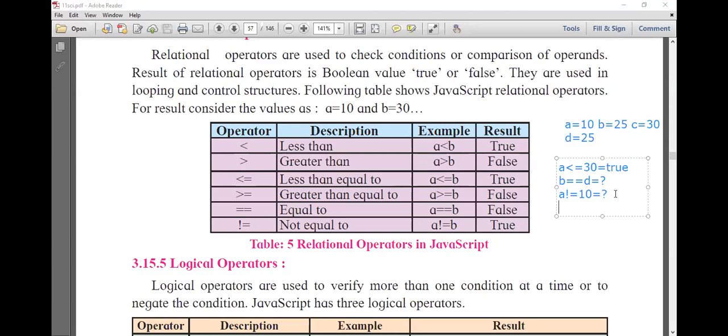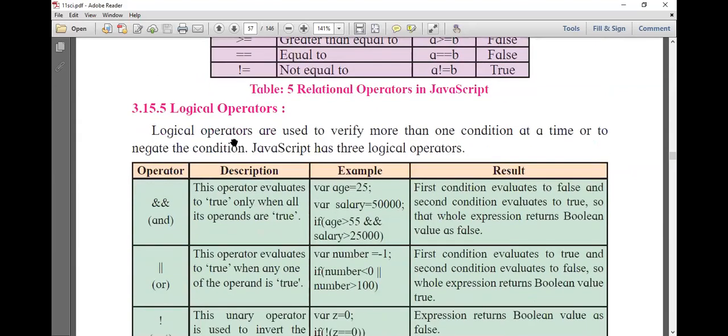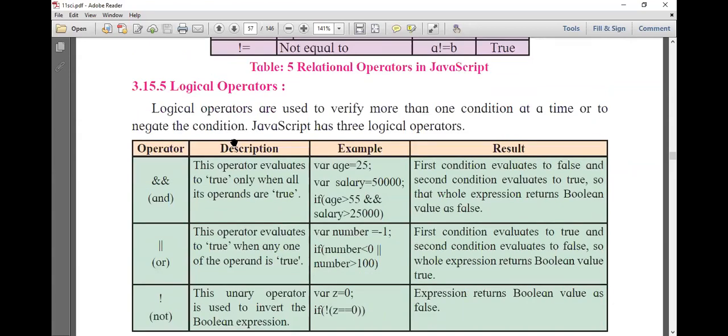Okay, so these are the operators and these are descriptions. Now we will go on logical operators. Here you can see the logical operators. I clear out all the previous content. These logical operators are very important when you write programs. Some important programs are dependent on these three operators. These three operators are called logical operators because logic comes here.